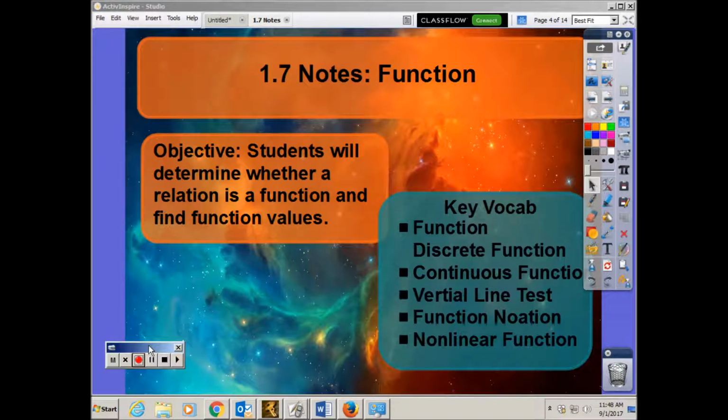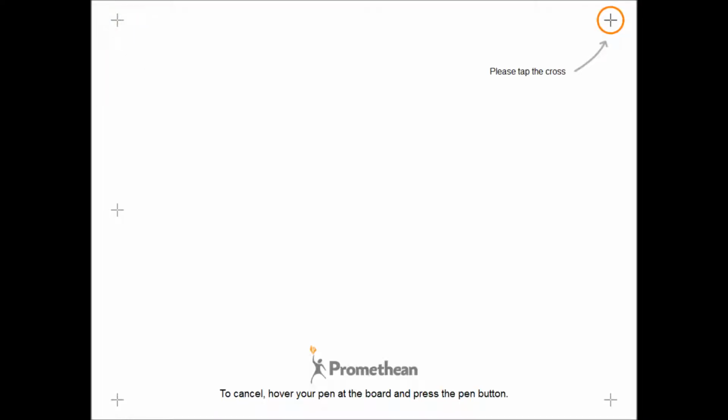So we are now recording. This is lesson 1.7 about functions. And I forgot I should have done this before we started, but I have to calibrate, because anytime I change my display settings, my calibration is off.